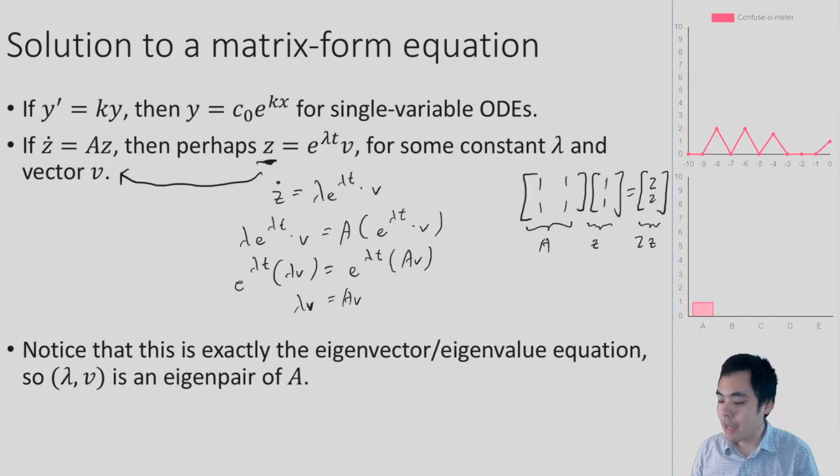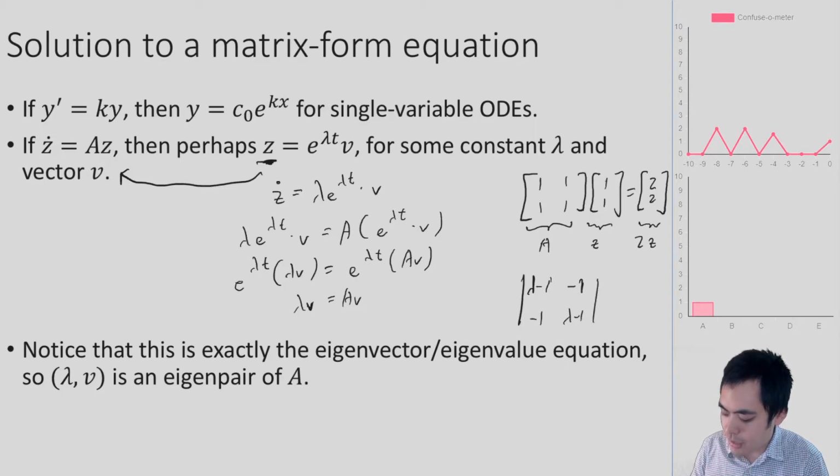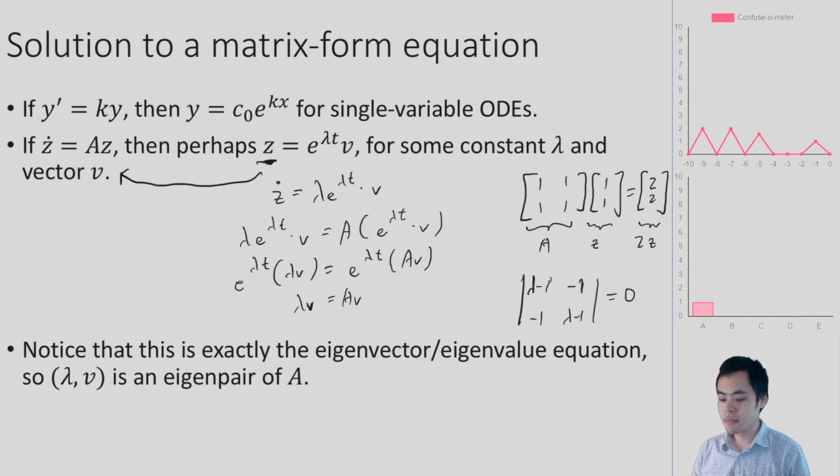Remember, in order to find the eigenvalues and eigenvectors, what you did is you took the matrix [lambda minus 1, minus 1; minus 1, lambda minus 1], and then you set its determinant equal to 0. And that allows you to compute the eigenvalues. You have to remember that we had this entire linear algebra section where we computed eigenvalues and eigenvectors, and now we're using those ideas, coming back and using them to solve these matrix form ordinary differential equations.